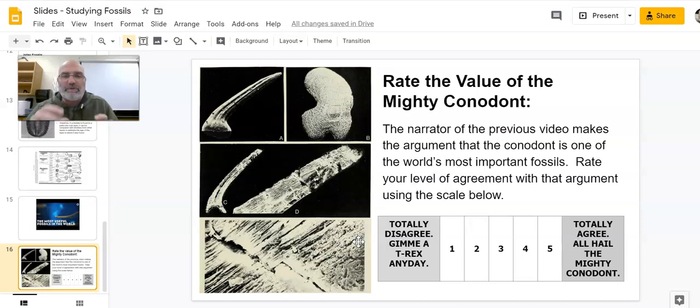What I want you to do is rate your level of agreement with that argument. Are you on Team Conodont? Do you think that a conodont is one of the world's most important fossils? And if so, why? Or do you disagree? Do you think that the conodont isn't a terribly important fossil? And then make a case for that. So you're going to rate your level of agreement with that argument that conodonts are important fossils on a scale of 1 to 5.